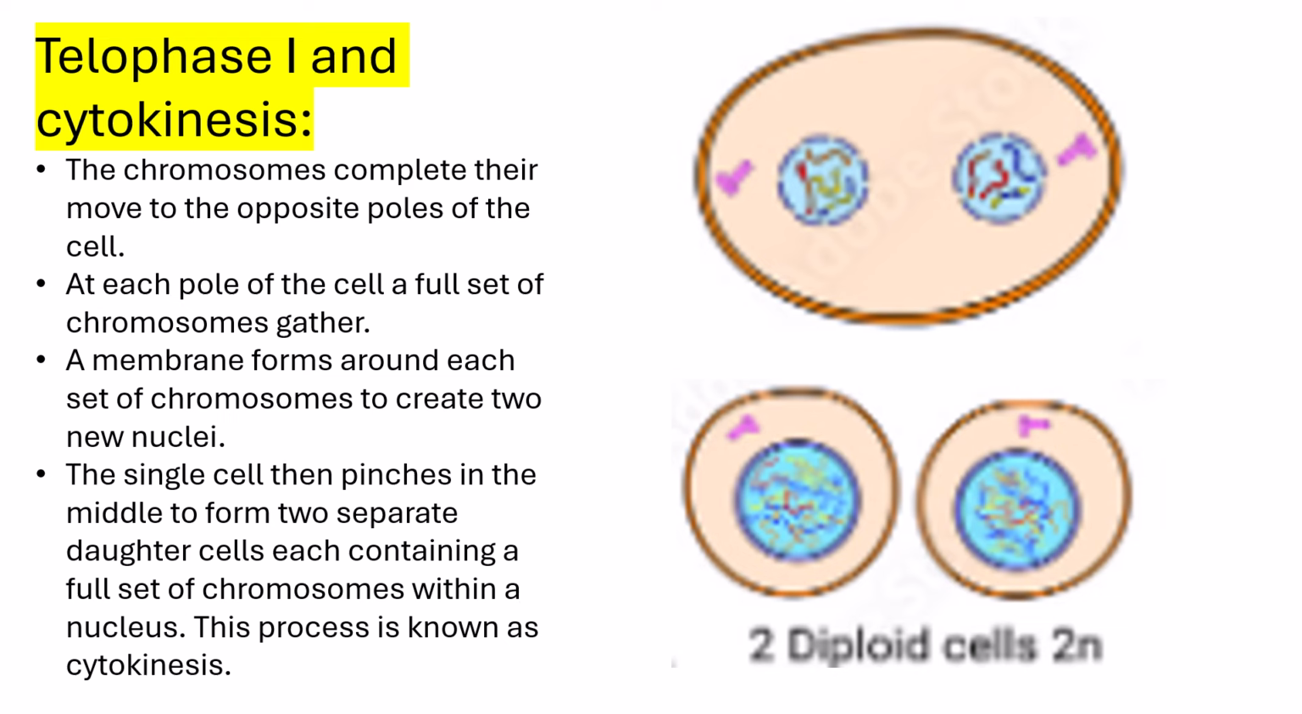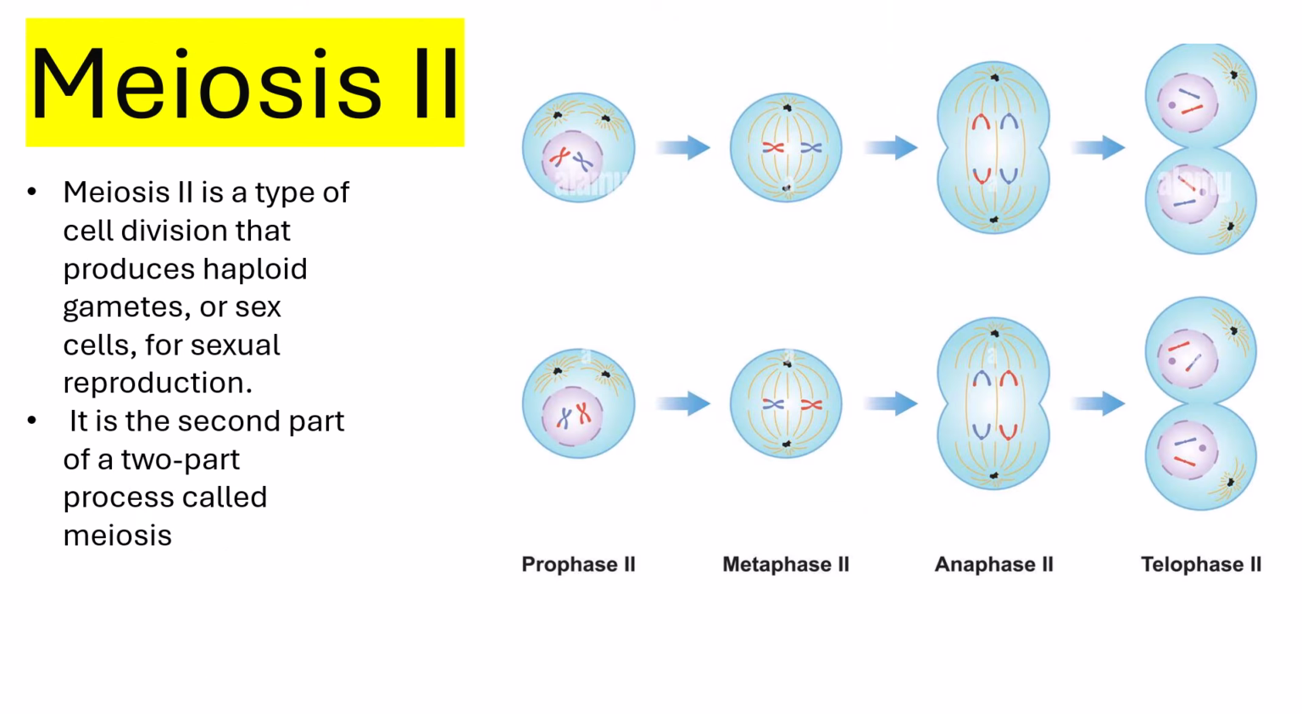The single cell then pinches in the middle to form two separate daughter cells, each containing a full set of chromosomes within a nucleus. This process is known as cytokinesis, the pulling apart. Cytokinesis is like the end of division, but because meiosis has two divisions, this is actually going to be the start of the second division. All right, meiosis II is a type of cell division that produces haploid gametes, or sex cells, for sexual reproduction.